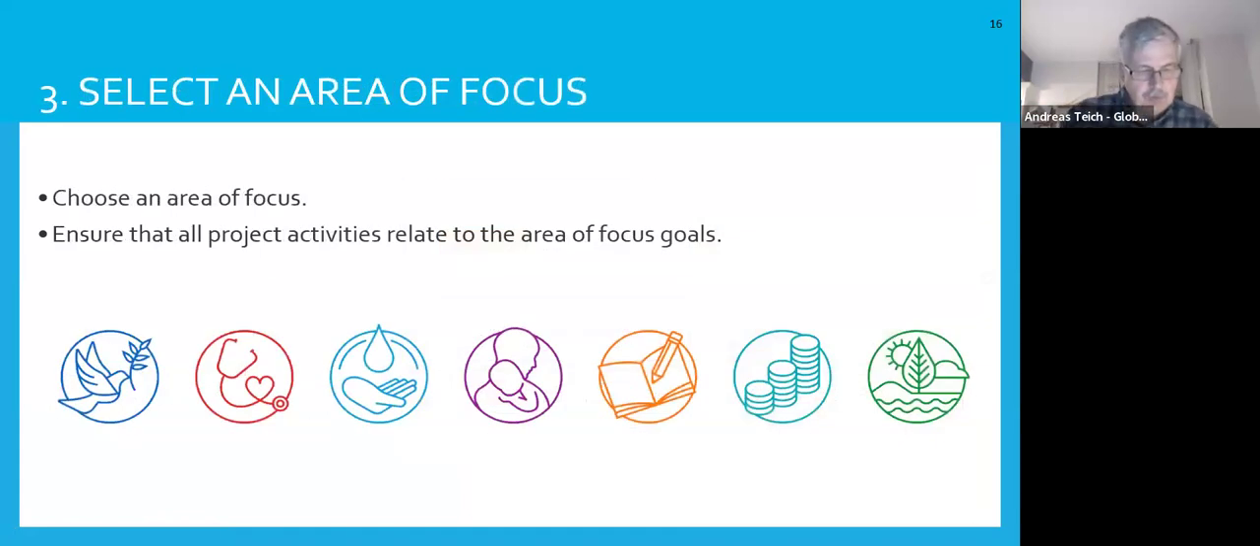Select an area of focus. As we discussed, all projects that are funded by global grants need to align with one of Rotary's areas of focus. The best approach is to choose just one. Having a well-defined scope can help develop a stronger project. Remember that global grant funded projects also need to align with one or more specific goals within the area of focus, and the goals are listed in the area of focus policy statements. Make sure all project activities listed in your application relate directly to these goals.